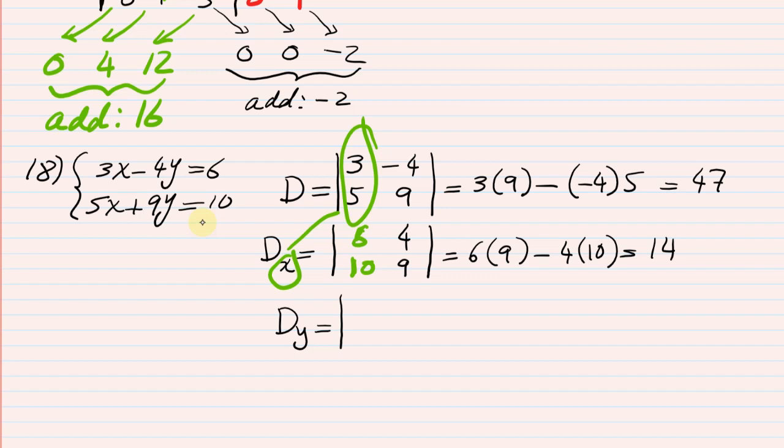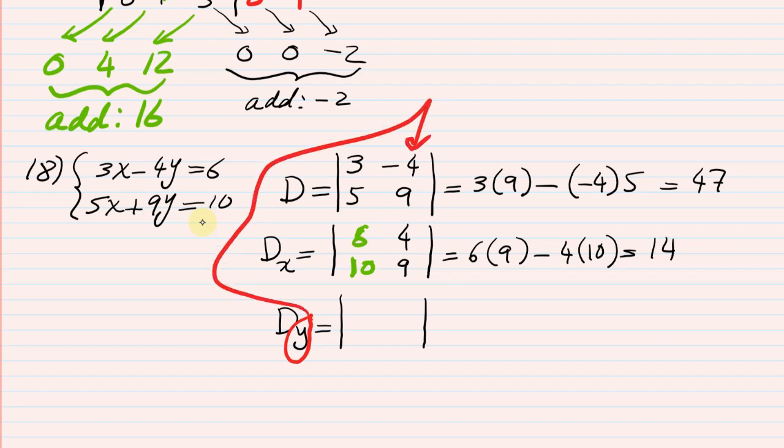You can imagine now what Dy does. The subscript tells you which column to throw away. So in fact we're going to do that. Because the subscript is y, we're going to get rid of that column. Okay, so let me rewrite D.